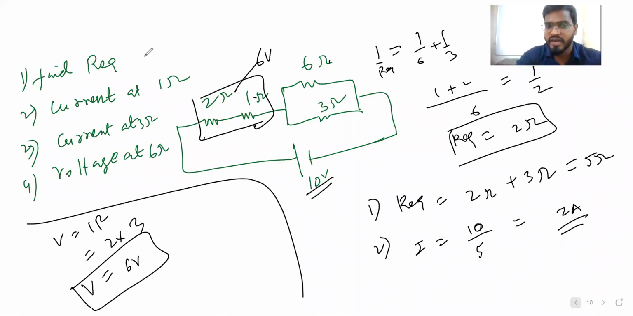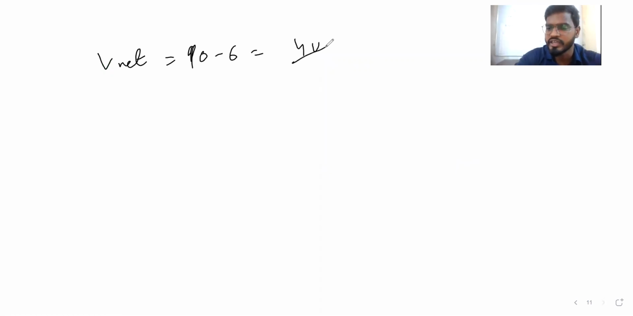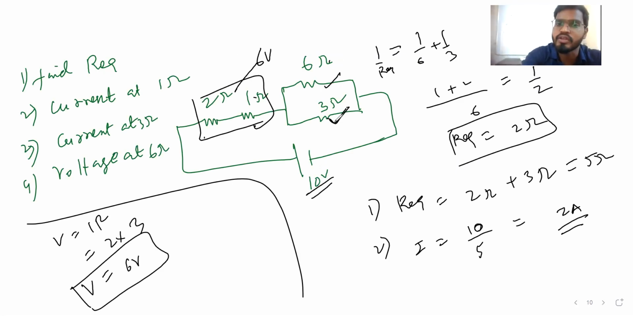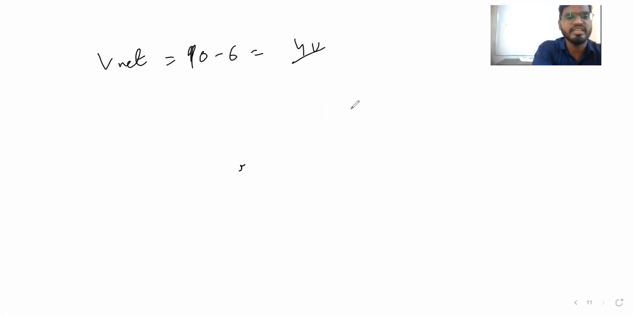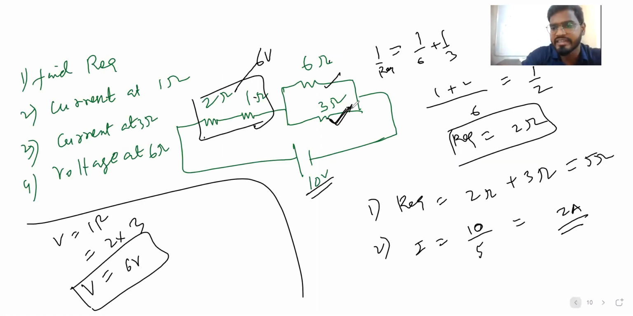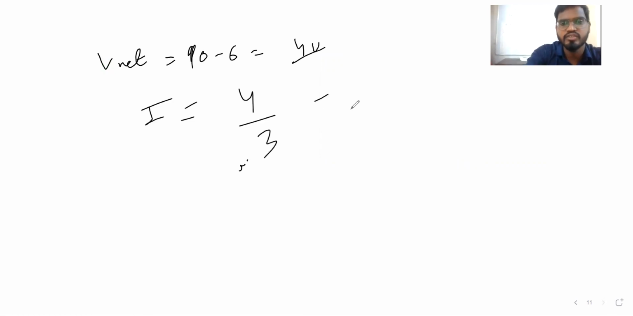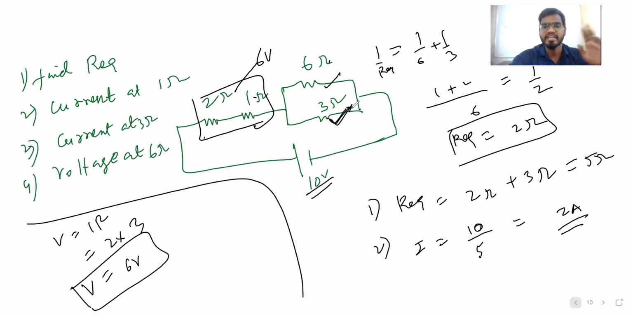Okay. Now we are supposed to find the current at 3 ohm. Okay, that's it. We already found that 4 volt, it means 4 is here also, 4 is here also. In parallel, the voltage is going to be the same. So we can say I is equal to V by R. V is 4 volt. R is how much here? R is 3. Right. So 4 by 3 ampere of current will flow at 3 ohm.